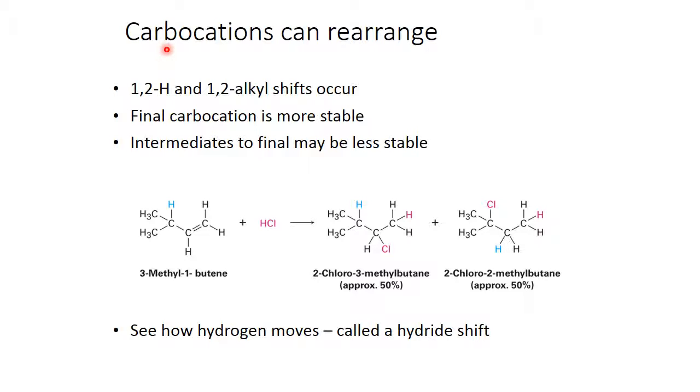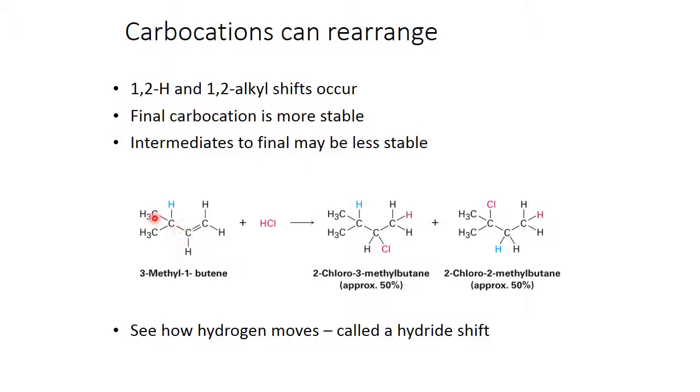A major problem with carbocation intermediate reactions is carbocations are not terribly stable. So if they're not stable, they're going to try and rearrange to stabilize themselves. When you have a rearrangement, you can have two possibilities. So let's look and see what kind of rearrangement we're talking about.